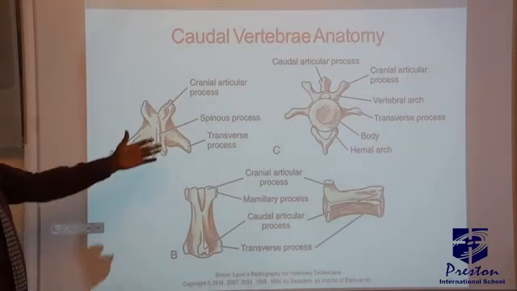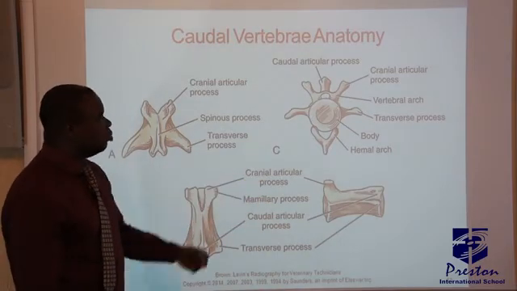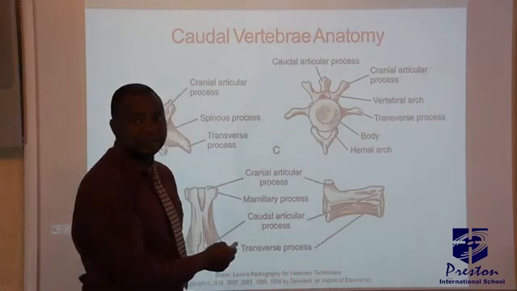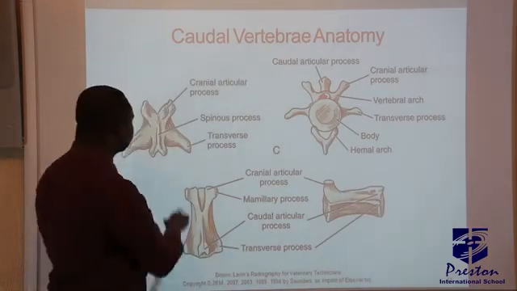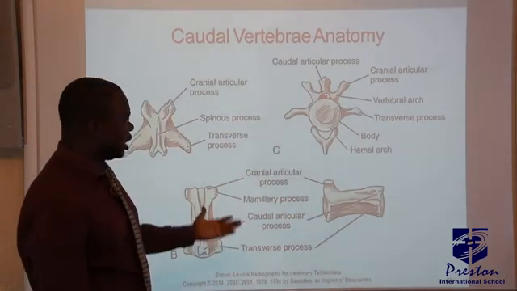Then lastly, animals that possess a tail, this is their own bone. So inside this place, there is not much neural canal in them. Okay? There's not much neural canal. So this is what you have in the caudal part, our tail.